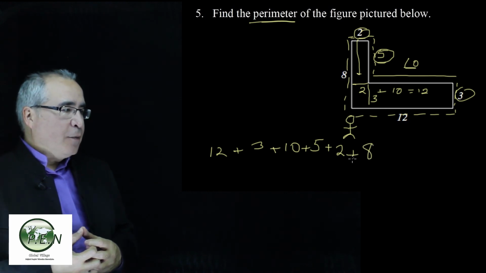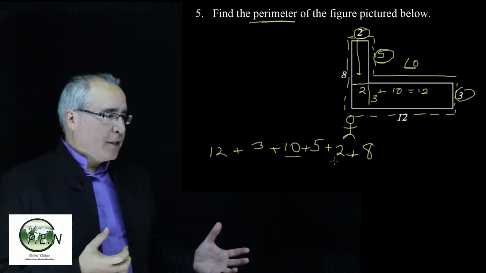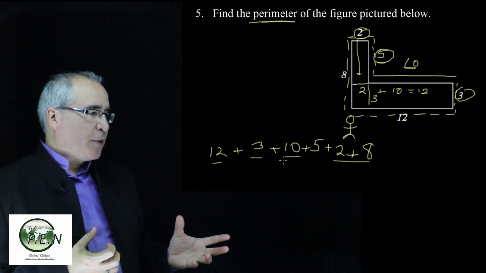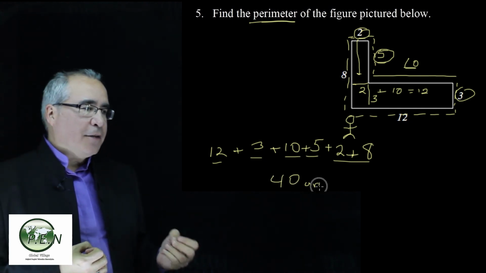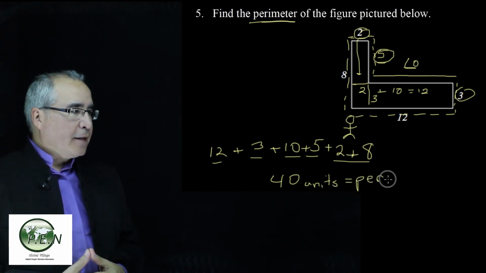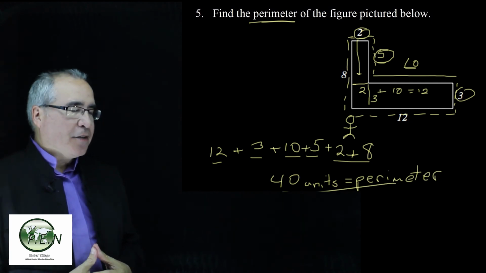Now that we're at the beginning, we add the last measurement, which is 8. We add all of these together, 10 plus 12, so there's 22, 32, 35, 40 units around this. I don't know what you would call this shape, an L-shaped building. And there's our perimeter.